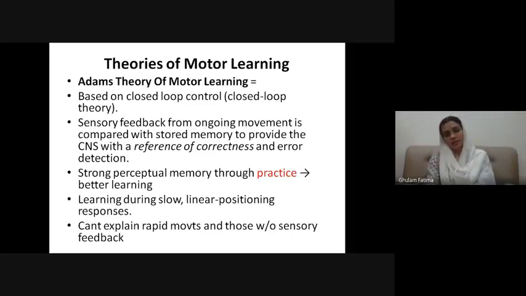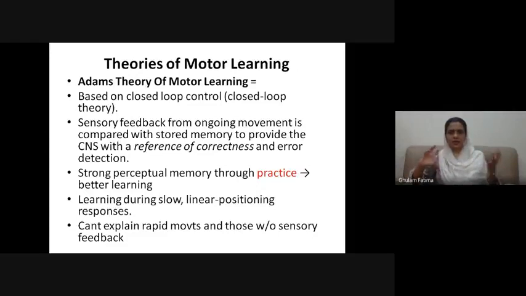So the things which are practiced, we have already heard, practice makes a man perfect. Actually, practice leads to a strong perceptual or motor memory. So strong perceptual or motor memory will lead to better learning, better understanding and better performance in other terms. This is a very good theory to explain how learning occurs during slow linear responses, but it cannot explain the things which occur under the open loop system, when there is no sensory feedback and when the movement is too high.